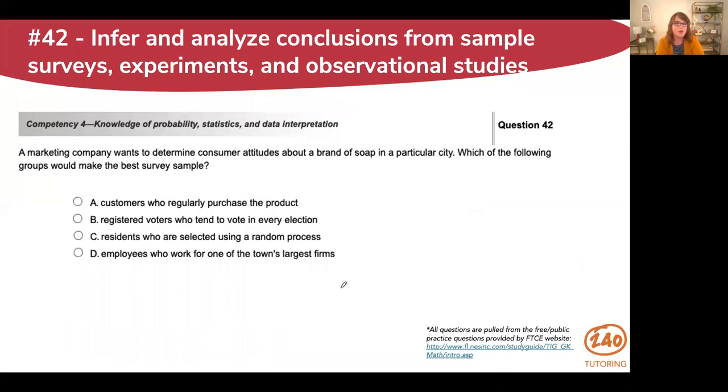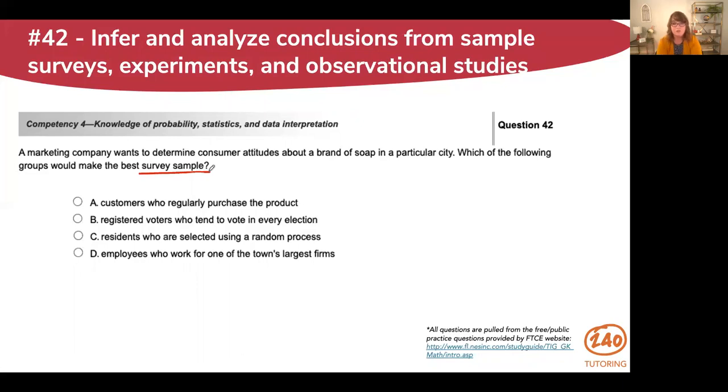It says a marketing company wants to determine the consumer attitudes about a brand of soap in a particular city. Which of the following groups would make the best survey sample? So what you need to know about is a survey sample. Let me give you a little background information on what those things are. A survey is just a list of questions to gather information from a sample in order to make a statement or conclusion about that population.